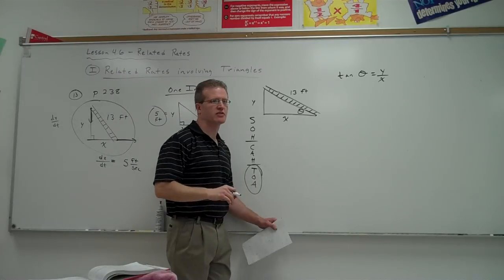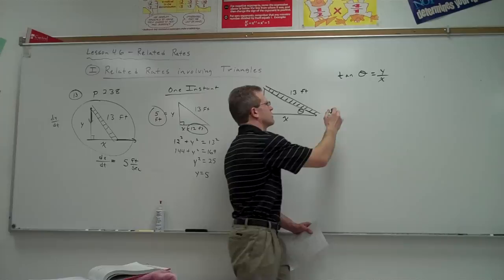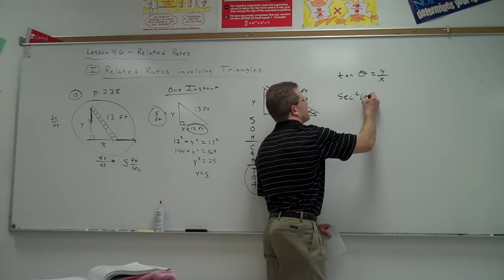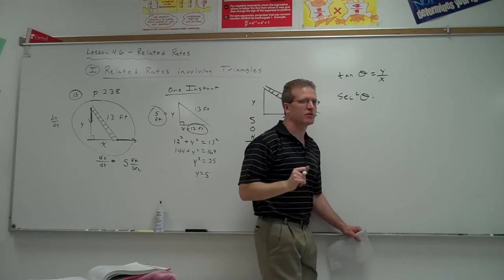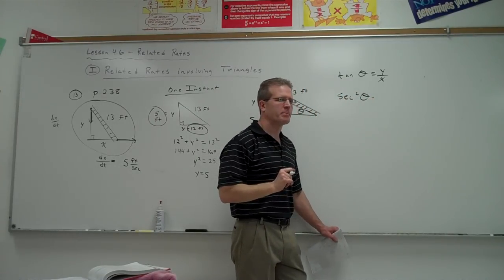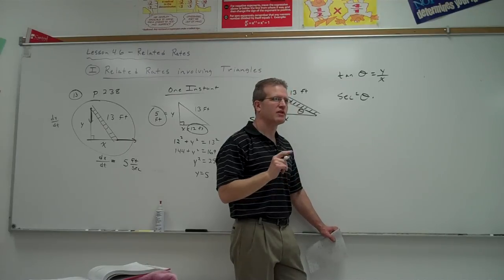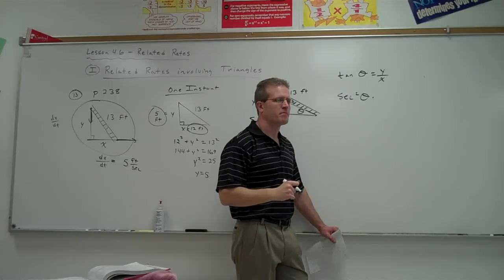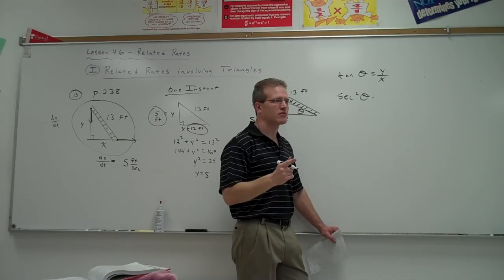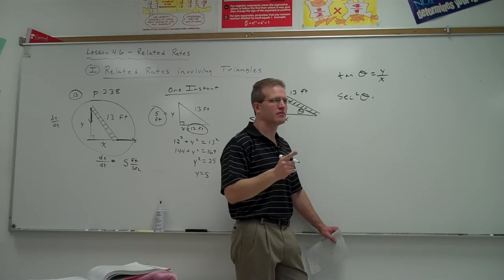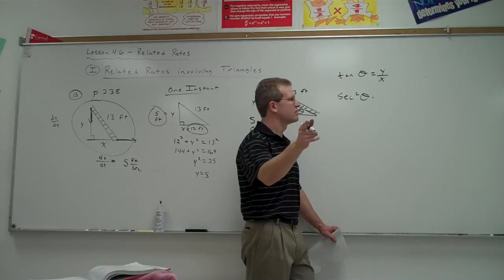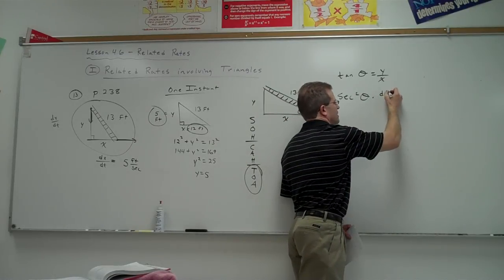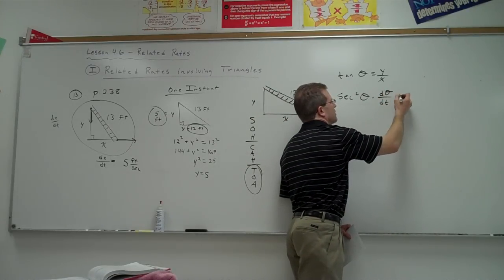What's the derivative of tangent? Secant squared. All right, so you have secant squared of theta times, what do you think you have to put on after that? Chain rule says you have to do the derivative of your variable too, so theta prime. Close, we're doing it with respect to time though. d theta over dt, correct.